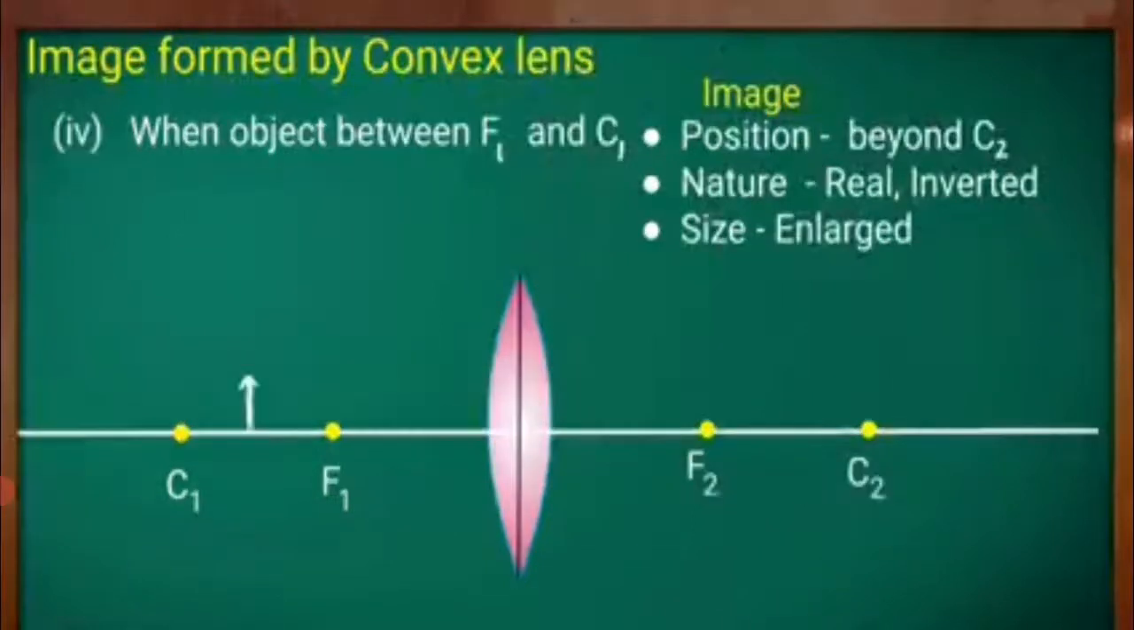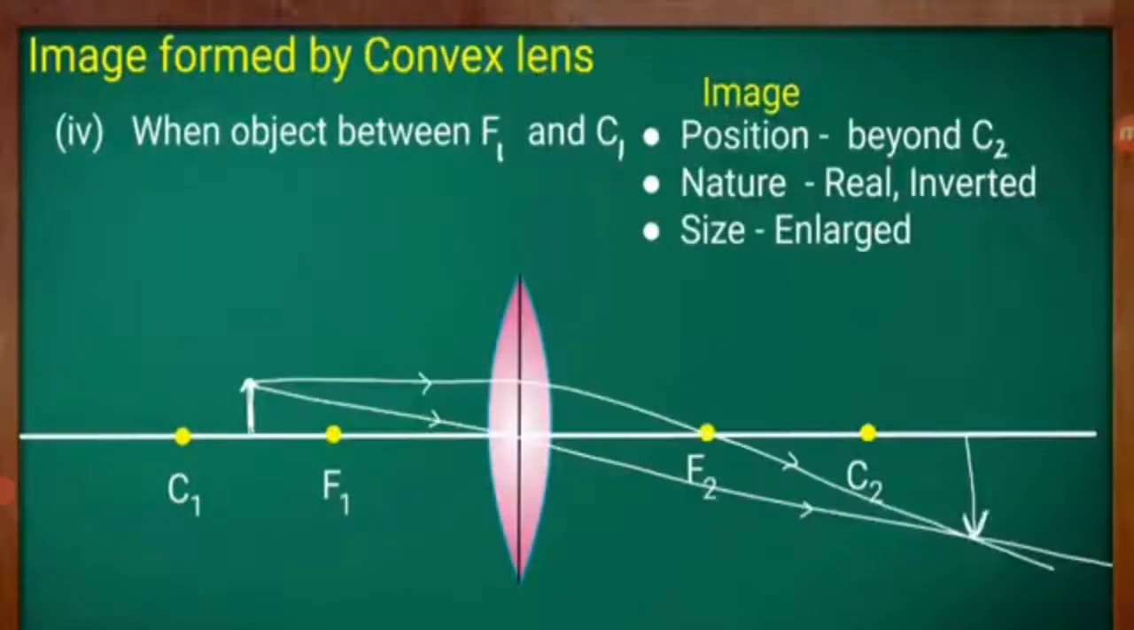Now, the fourth case is when the object is between F1 and C1. Here also we are considering the 2 rays, that is one of the rays should be parallel to the principal axis. Now it has to pass through F2, and then again we are extending that line. Now again the second line will be passing through the optic center. Both are meeting at this point. That is, the image is formed beyond C2.